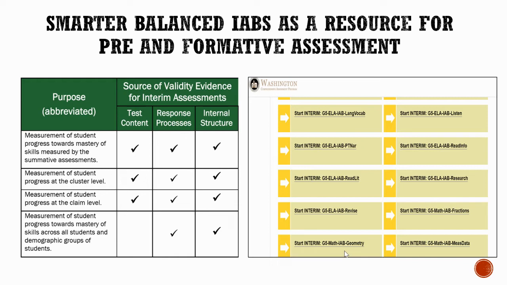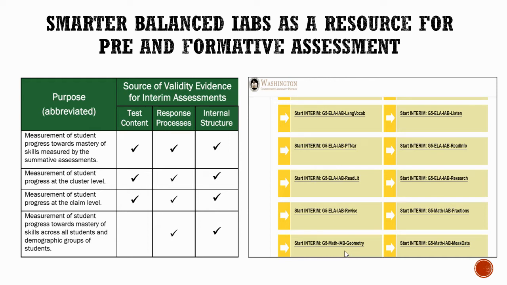Another potential and powerful resource in planning for pre-informative assessment can be found in the Smarter Balanced Interim Assessment Blocks, or IABs. The left side of this slide comes from the technical manual showing that IABs can be used to measure student progress toward mastery of summative assessment targets. The right-hand side of the slide is meant to show how you can log into the Washington Comprehensive Assessment System, WCAP, and take any of these IABs yourself or as a collaborative grade level or content team.